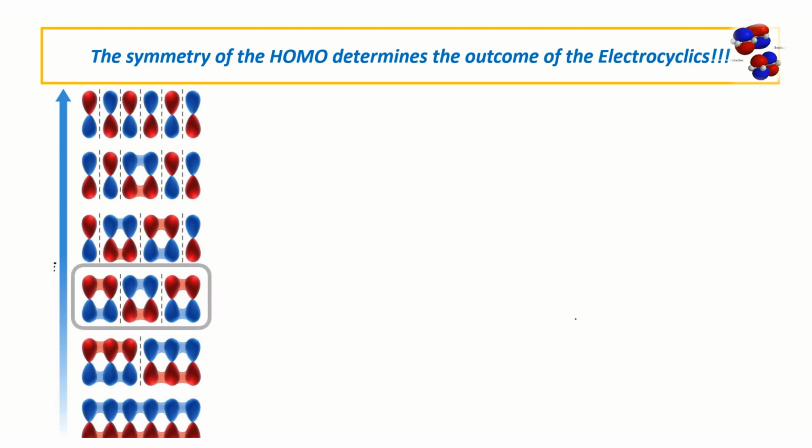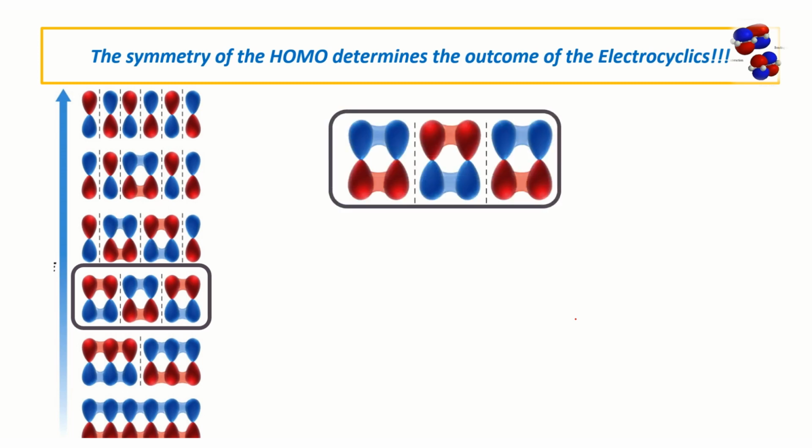The highest occupied molecular orbital determines the outcome of the electrocyclics. In the case of the triene, you can see that the highest occupied molecular orbital is that of psi3. Realize that psi3 is symmetrical. This is ground state triene. The highest occupied molecular orbital is symmetrical.